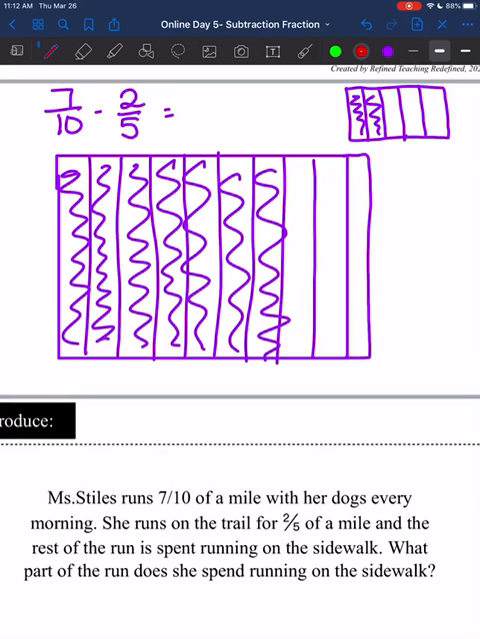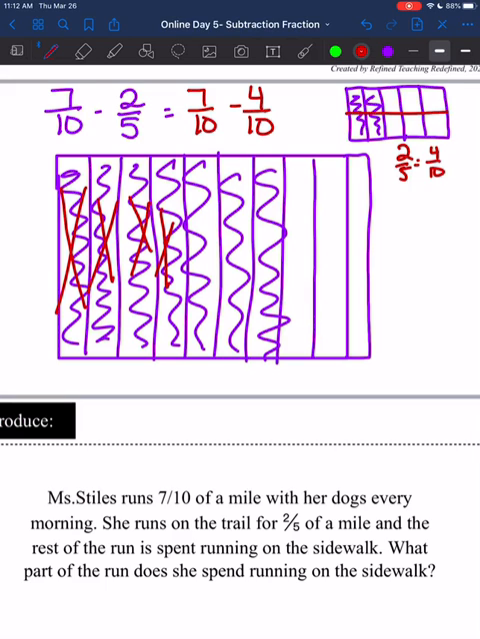So I'm going to draw my 2/5, and then I'm going to partition it, and now I know that 2/5 is equal to 4/10. So my new equation is 7/10 minus 4/10. So now I can take away my 4/10. So this is minus 1/10, 2/10, 3/10, 4/10. So my remaining answer is 3/10. Okay.